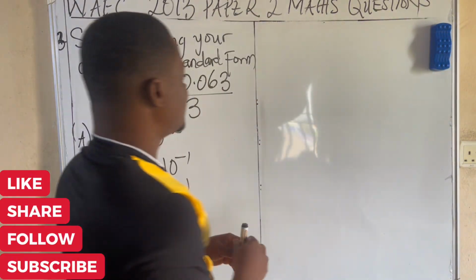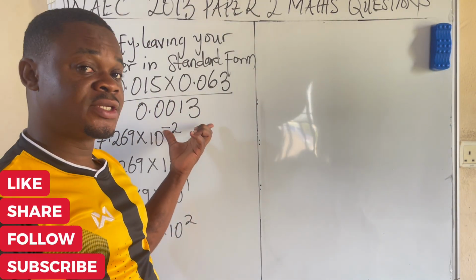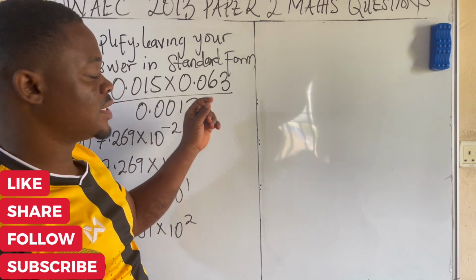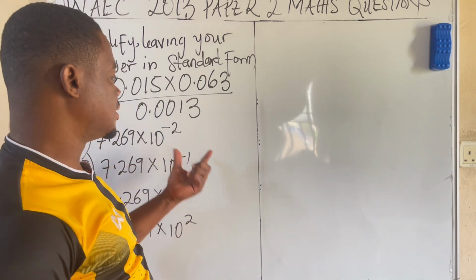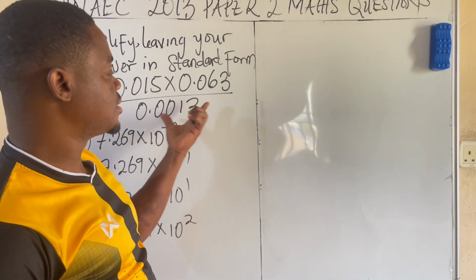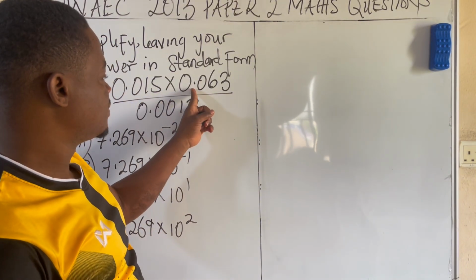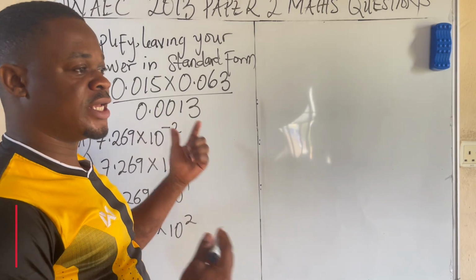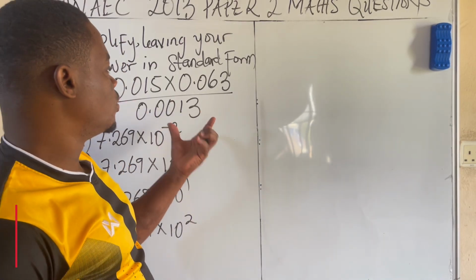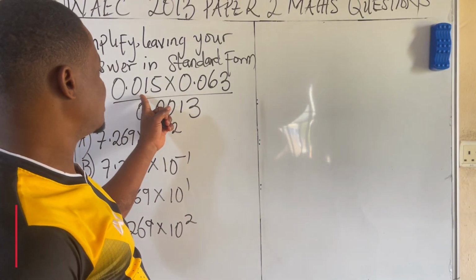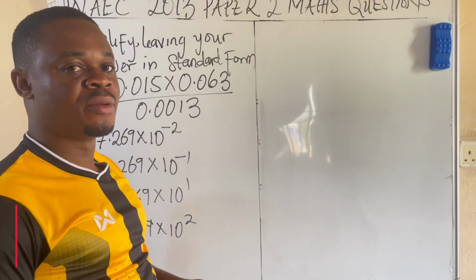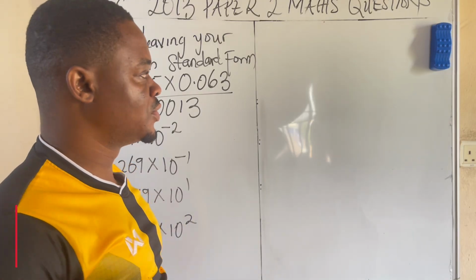In solving this problem, there are two ways in which you can do this. You can express each of these values in standard form and get to your final answer. You can equally use your calculator to multiply this, multiply this and divide with this value, then convert to standard form. But in this class, we will be converting each of these numbers to standard form before we now divide. So let's do this quickly.